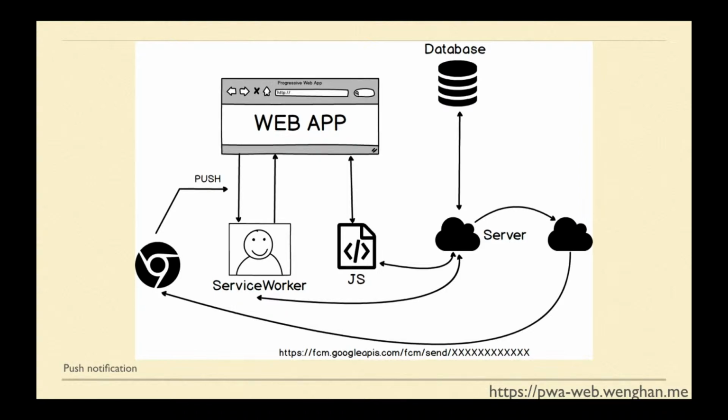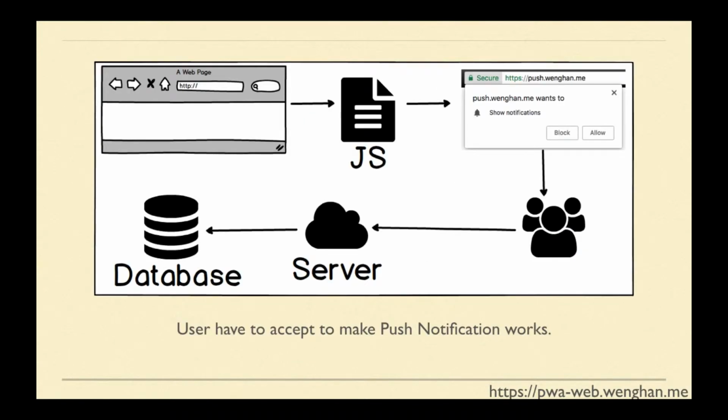This is a high level view of how push notification works. This works when the user accepts the notification, I will explain this later. Before we start anything, we need the user to accept for us to send them notifications. So in our JavaScript, we prompt to allow push notification, and then the user data is sent to our server, and we save everything into our database.